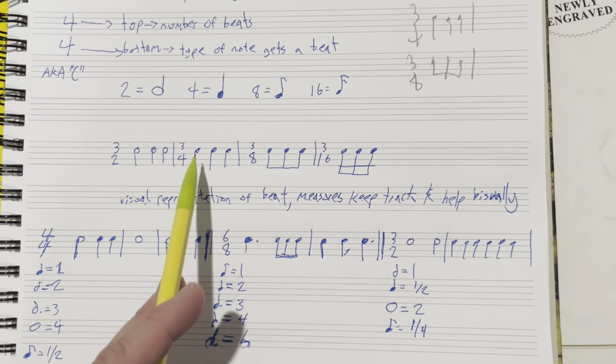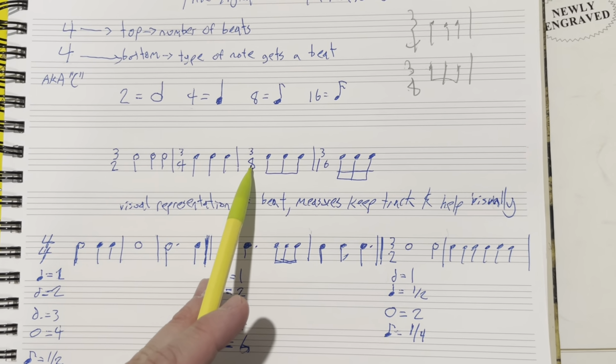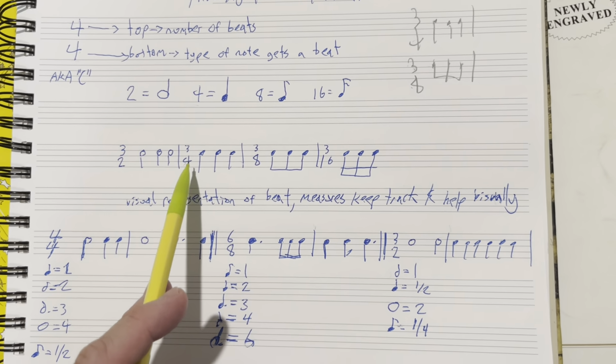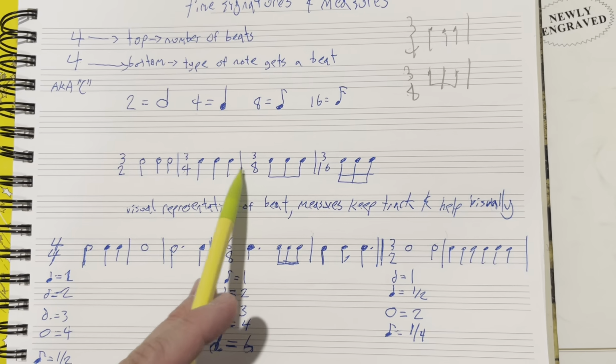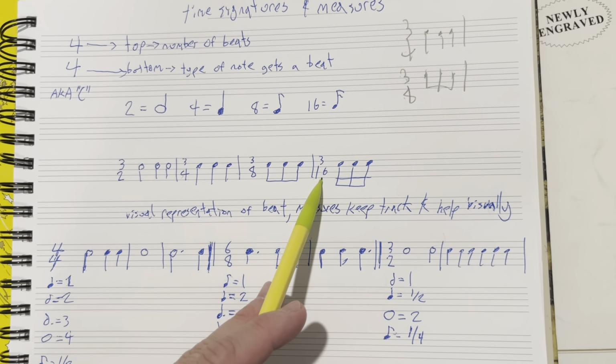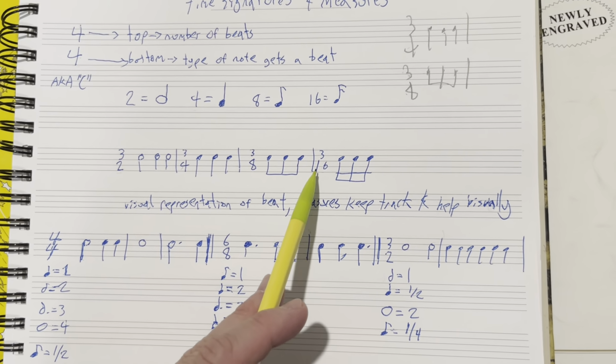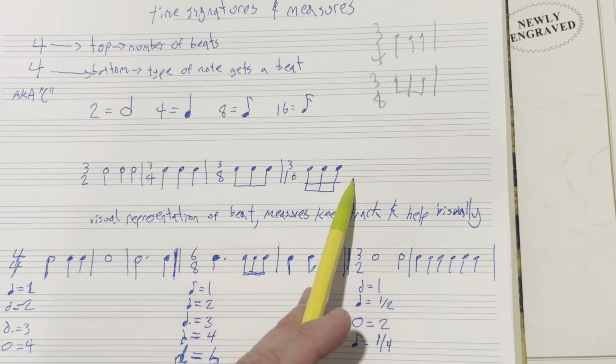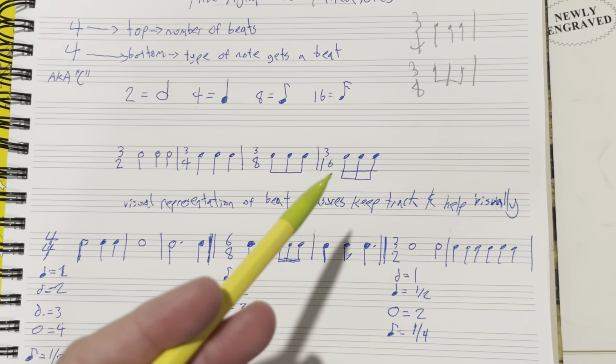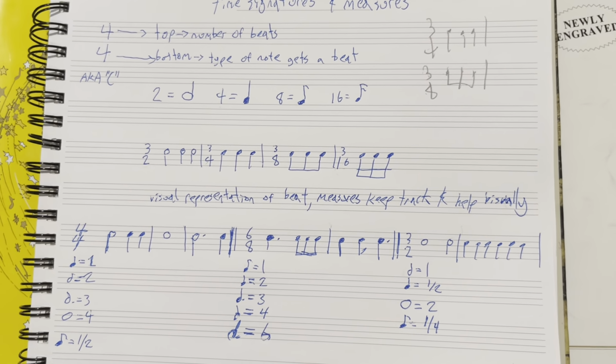Now, it's most common to see 4s and 8s. Way more common. This is super common. This is common. This is, I'd say, very rare, and this is also rare. There's even, I could do 32 on the bottom, which would mean 32nd notes get the beats, and for all intents and purposes, that just doesn't exist.